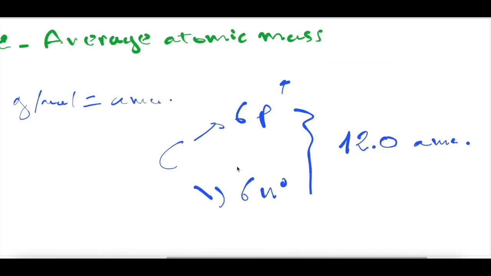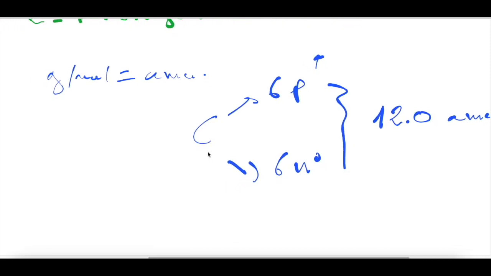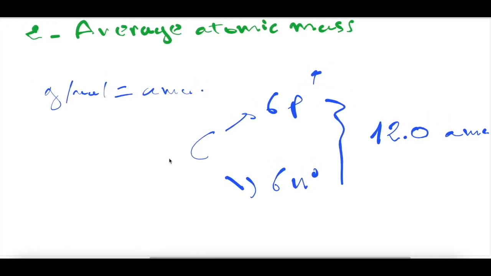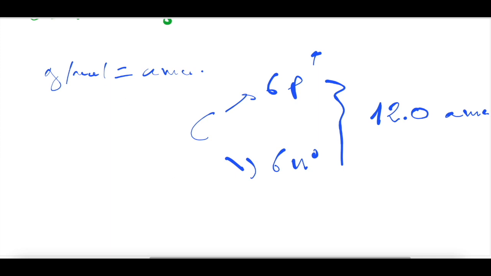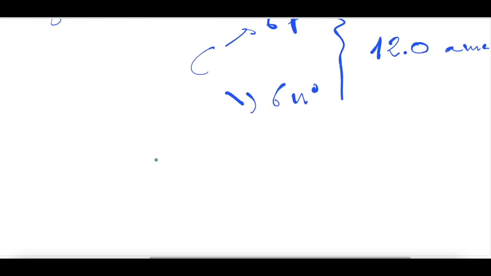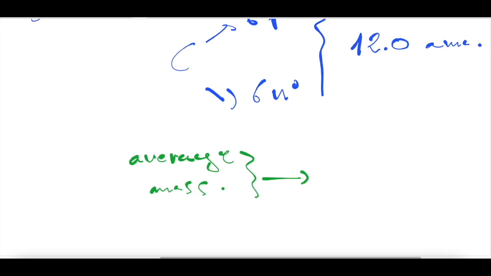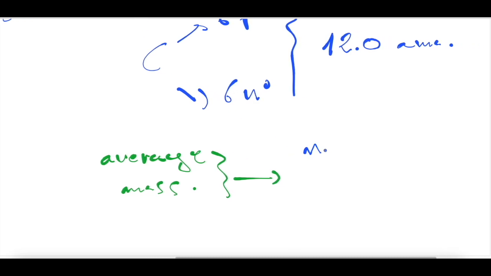The reason for that is that the masses that we have here on the periodic table are average masses. So the masses that we have on the periodic table are an average atomic mass. This average atomic mass is the mass of a mixture of stable isotopes. So it represents the average of the mixture of stable isotopes.